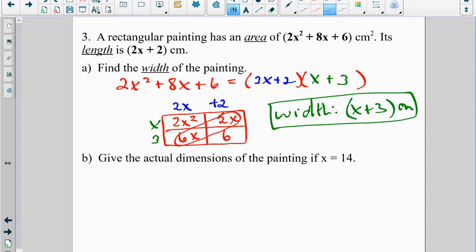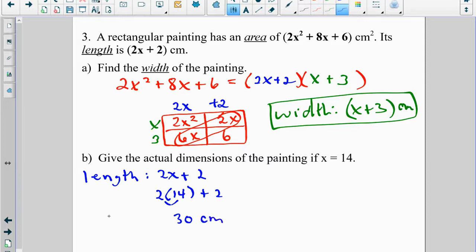All right, so part B, give the actual dimensions of the painting if x equals 14. Okay, so if we know that our length, which I used blue for up above, the length is 2x plus 2 centimeters. And let's see, x equals 14, so we're just going to use a little substitution there. 2 times 14 plus 2. Let's see, that's 28, and 28 plus 2 is 30 centimeters for the length. It's actually kind of a small painting, isn't it? You're measuring in centimeters.